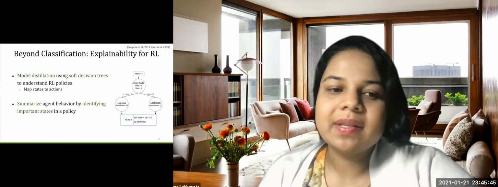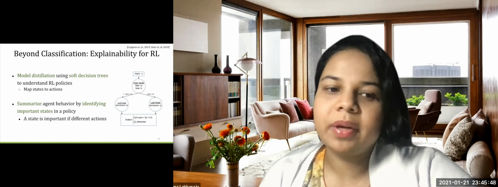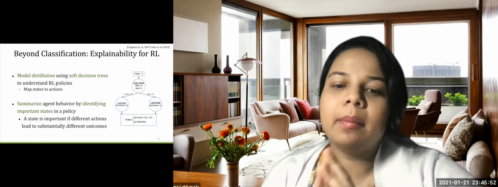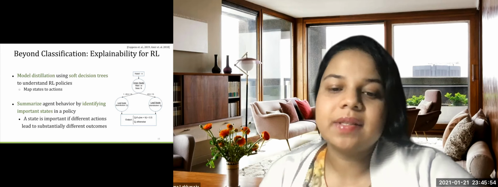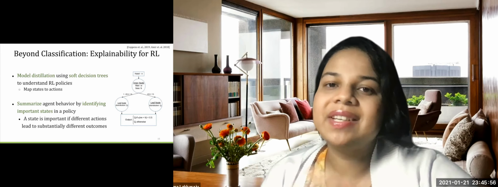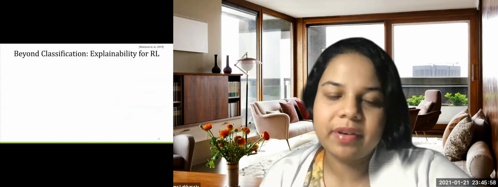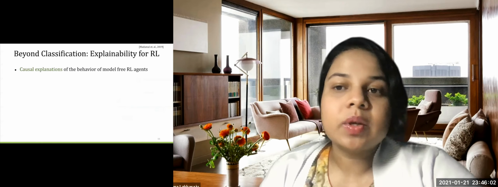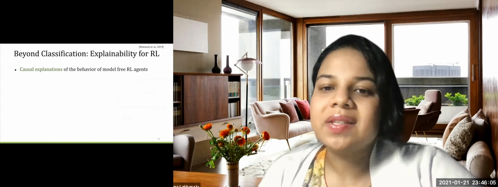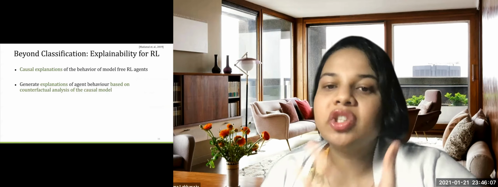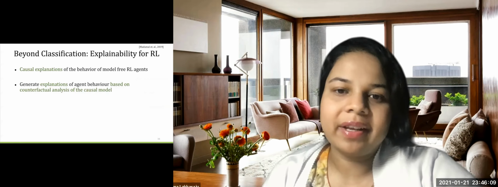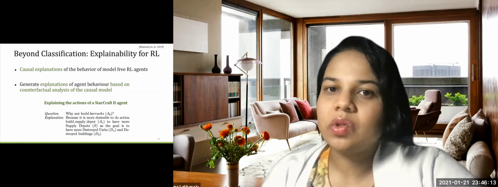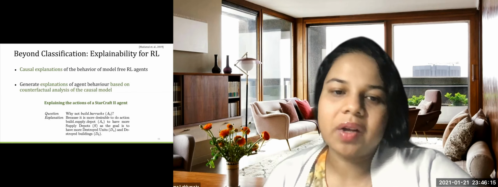There has also been some work which summarizes agent behavior by identifying some of the important states in a policy. And a state is considered to be important if different actions lead to substantially different outcomes from that state. Similarly, there has also been some work on producing causal explanations which can capture the behavior of RL agents. The idea here is to generate these explanations based on the counterfactual analysis of the causal model.